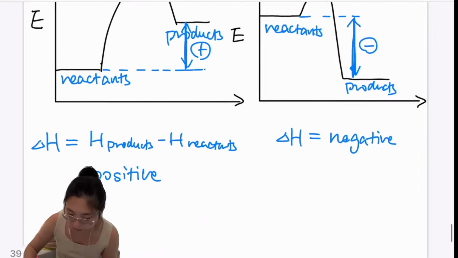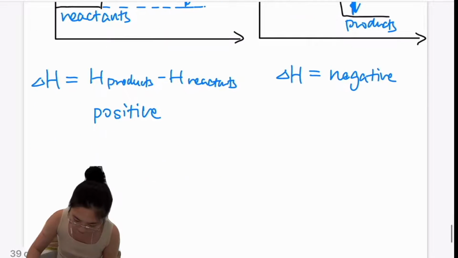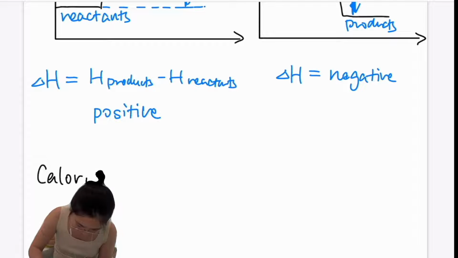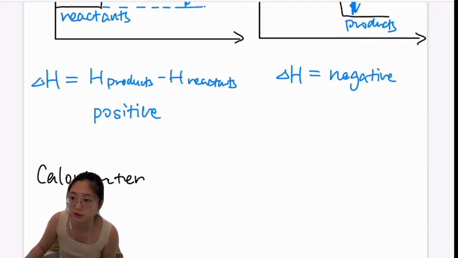Okay, and then how do we actually measure the enthalpy change? Because we need to quantify it, we want to know the exact number. First, we measure the enthalpy change using calorimetry, and we measure the temperature. That's how we measure the change in enthalpy. So calorimetry is an apparatus that we use to observe the change in temperature for a reaction or for a process.